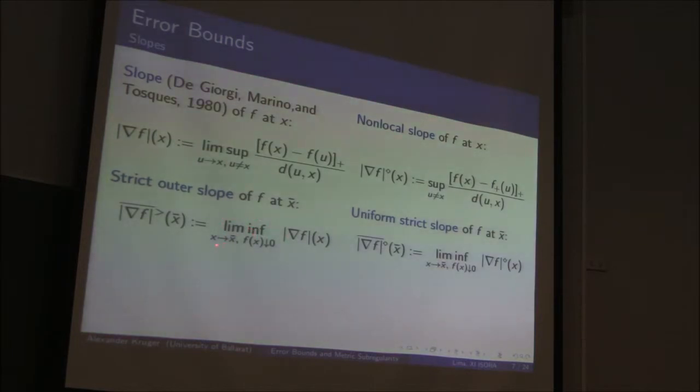Here we have lim inf over all x going to x bar from outside, f of x is greater than 0, but is going to 0. And this explains the word outer in the definition. And the word strict corresponds to the fact that when we consider the whole bunch of slopes at nearby points, what we get as a result gets some properties of the strict derivative. This explains the terminology, and absolutely the same thing here.